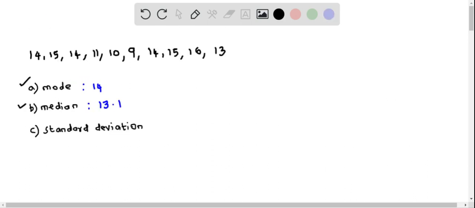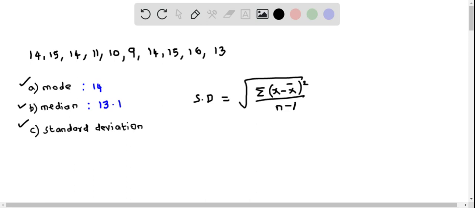We now determine the standard deviation of this data set. So we write down the standard deviation formula. This equals the square root of the sum of (x minus x bar) quantity squared, over n minus 1, where x bar is the median of the data. So we utilize this formula to find the standard deviation of this data. We know that x bar equals 13.1, where x represents each of the data. So let's substitute this.